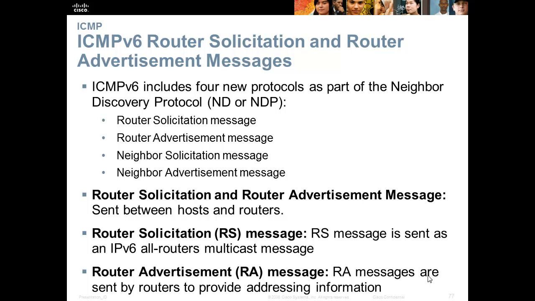Our router solicitation message is sent to the all IPv6 routers multicast message group, which was the FF02::2 address. The router advertisement messages are sent by the routers to provide the addressing information for the device that requested it. As I said, these are going to be seen in that SLAAC process.